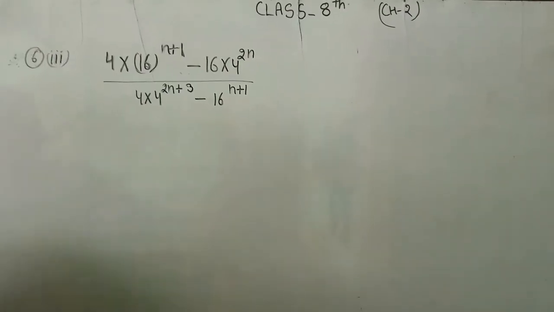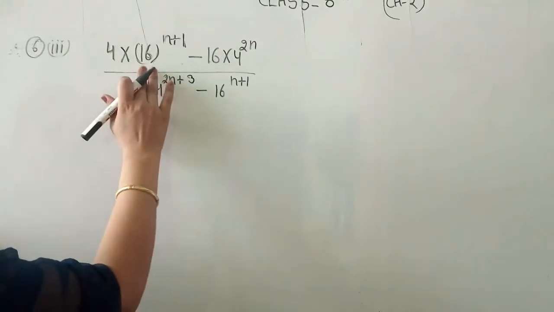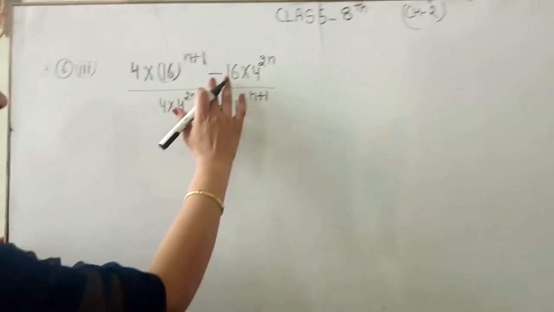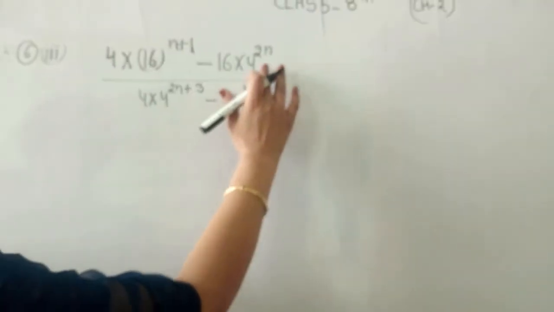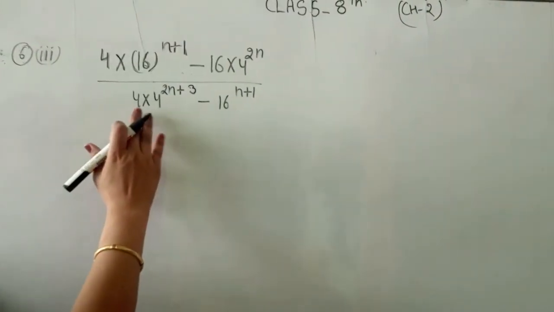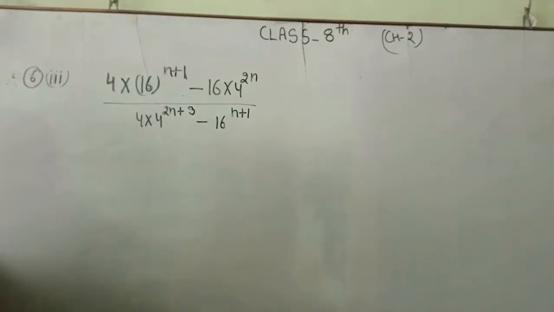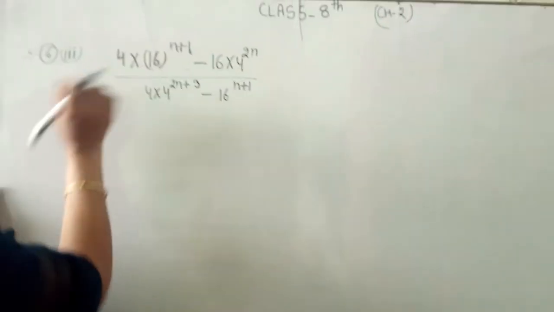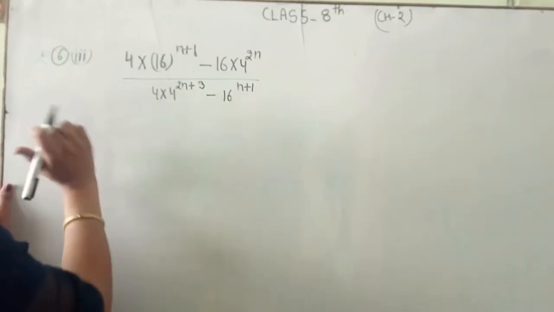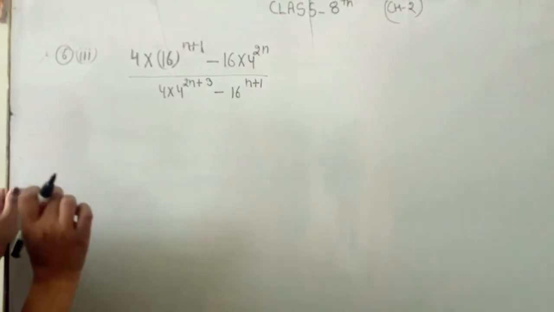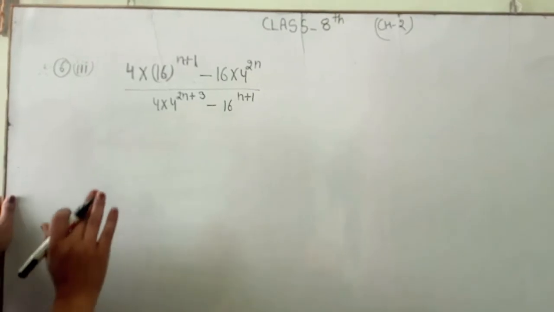Next we take the last question. Our last question: 4 multiplied by 16 raised to the power n+1, minus 16 multiplied by 4 raised to the power 2n, divided by 4 multiplied by 4 raised to the power 2n+3, minus 16 raised to the power n+1. Student, we can write 4 in power of 2. Yeah, you can write in power of 4, no problem.